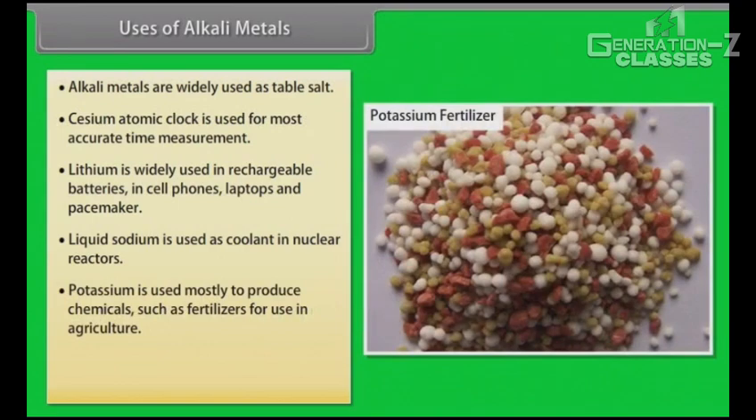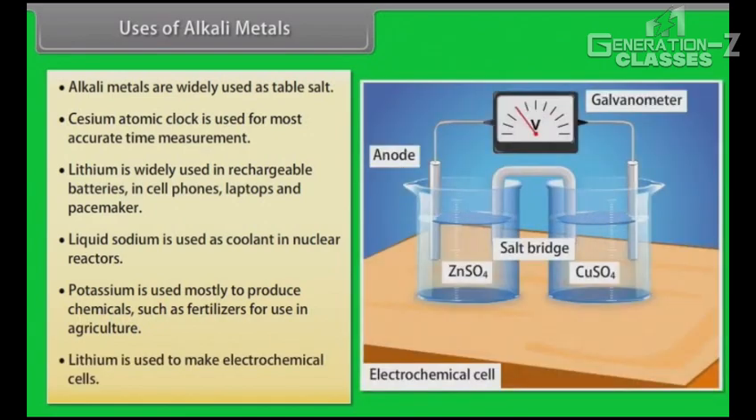Potassium is used mostly to produce chemicals such as fertilizers for use in agriculture. Lithium is used to make electrochemical cells. General characteristics of the compounds of alkali metals.